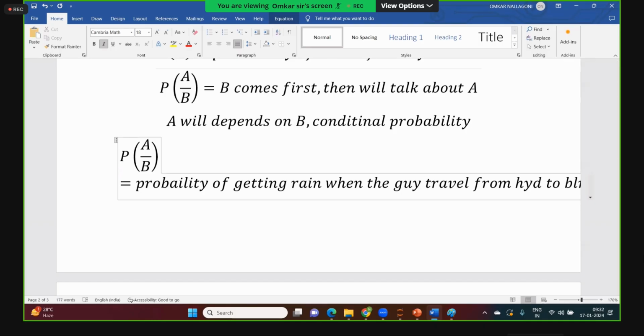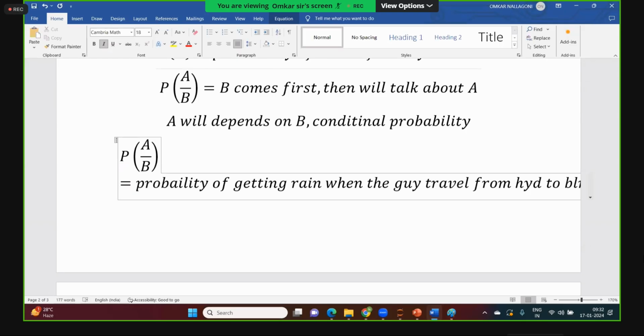Suppose you are sitting at home, then imagine these cases. Suppose you are not traveling today at all, you are just watching a movie. Then you are thinking about one use case: whether today I will get rain or not. That is one probability. And second use case, suppose you are not thinking about rain, your friend is traveling from Hyderabad to Bangalore, and you are talking about the probability of his going.